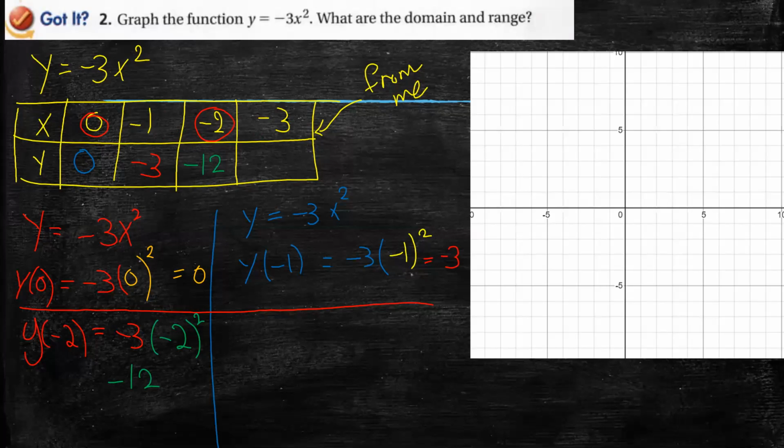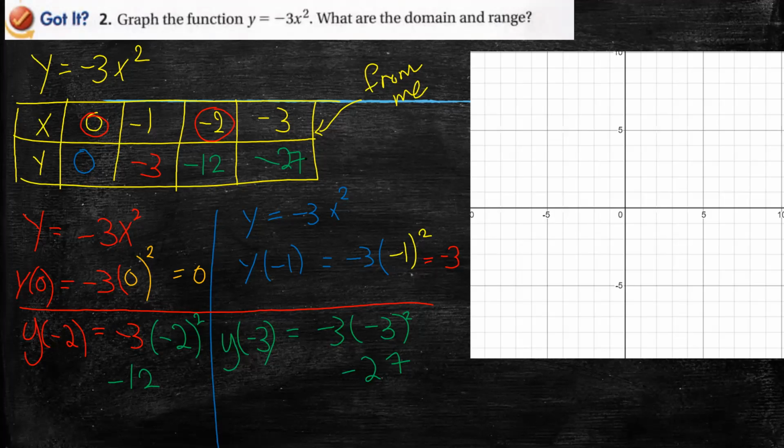Negative 3. This is negative 3 to make greater points. Okay, y of negative 3 now is negative 3 times negative 3 squared. Negative 3 squared is 9, times negative 3. The answer is negative 27.